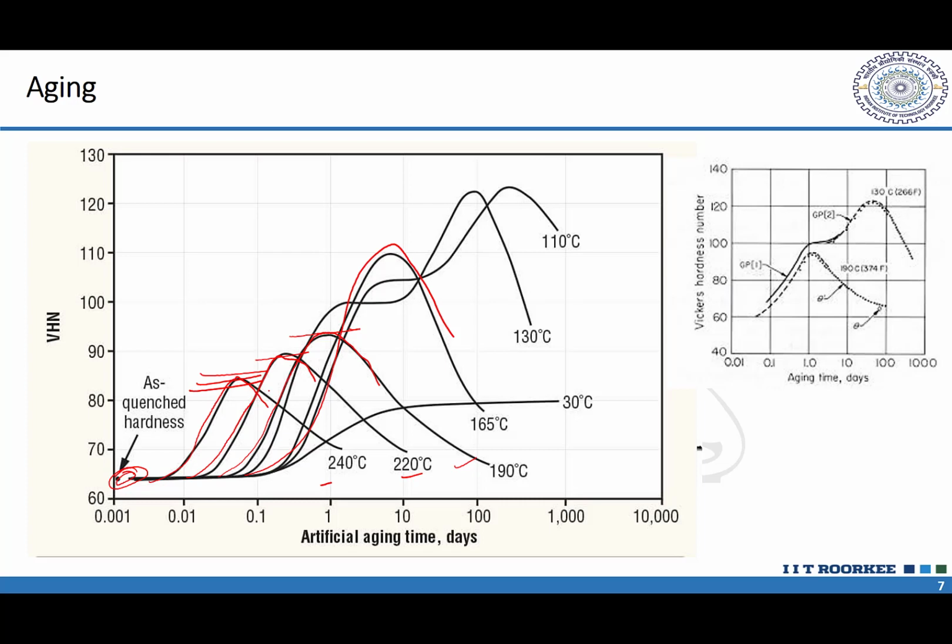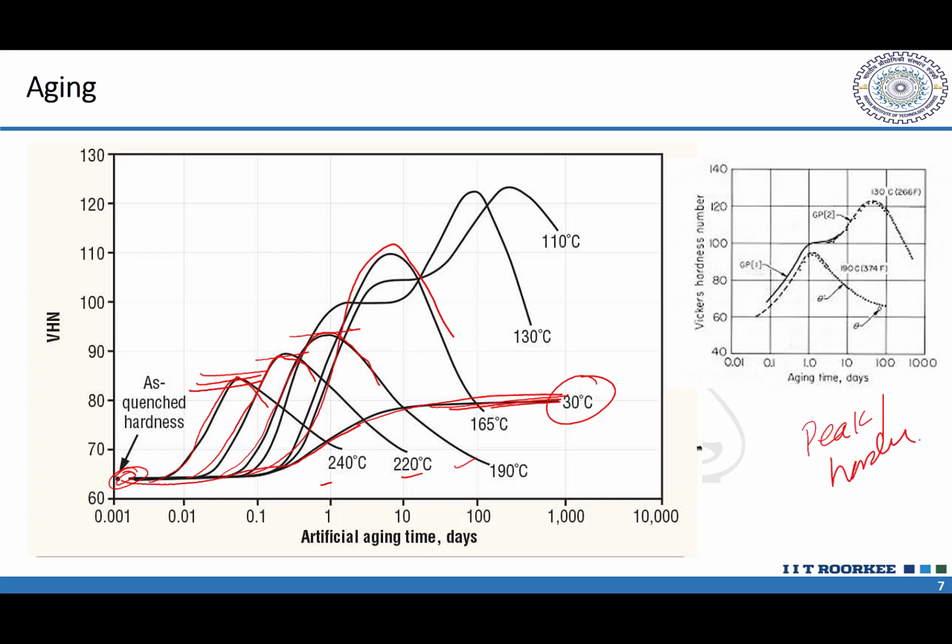Okay, when you use a very low temperature, say 30 degrees centigrade, you see there is no change for a long time, and then it starts improving. So depending on the alloy system, it may take really long to reach the peak hardness. Okay, so most of the time efforts are made to optimize the aging time, so that you have the maximum hardness and the strength corresponding to the peak hardness.